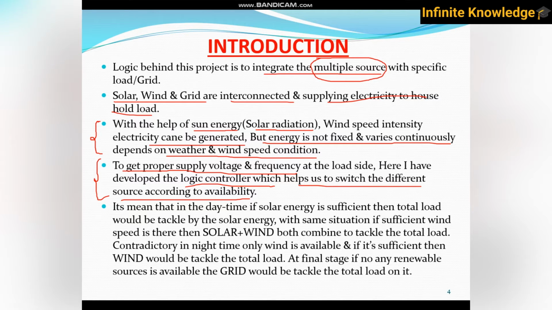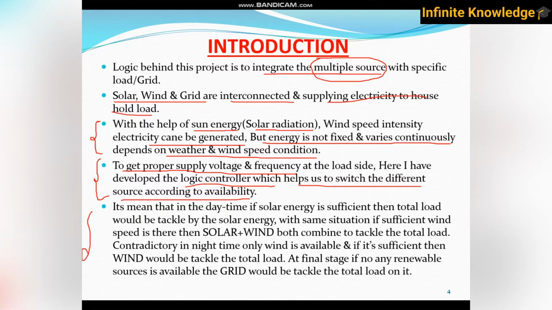Now again consider if cloudy weather is there and clouds are spread over the solar. So what happens? Solar radiation is reduced. Solar generation is reduced. So at this condition, your solar will be isolated and the load totally shifted to the grid side. So this is actually what happens. We will see all the logic.